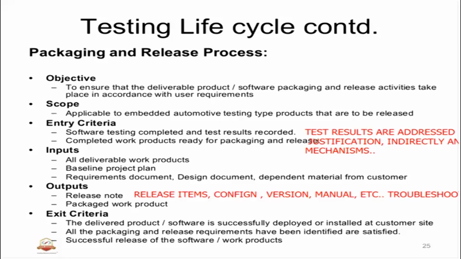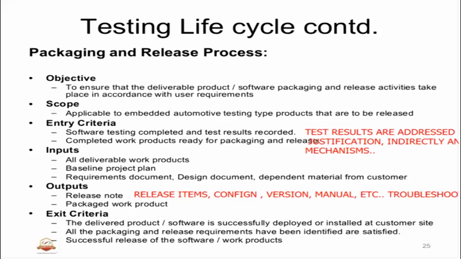And the packaged work product is another output. That means the output is cleanly maintained as per what was told in the earlier process or the planning process. That means such and such folders will have such and such past results or failed results, or reports will be there. And where the build is, all this will be part of the work product structure. That should be part of the output.